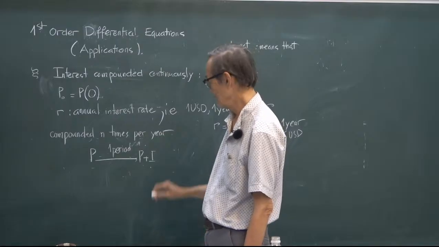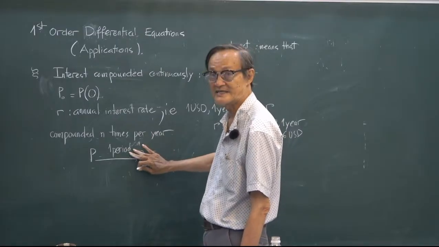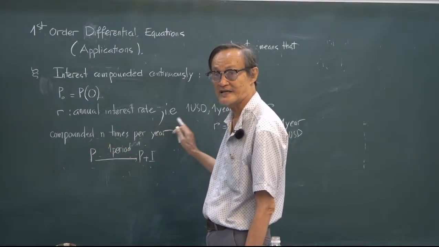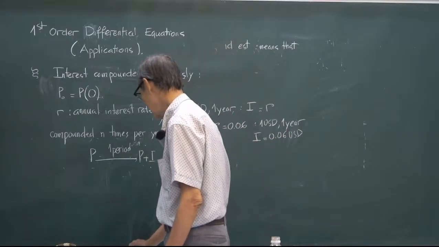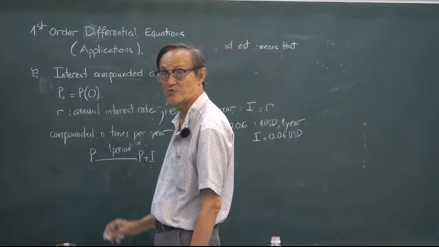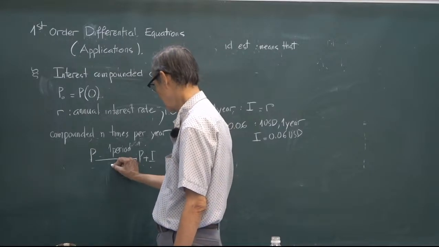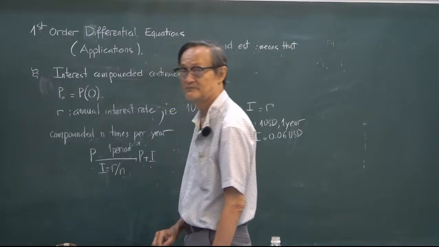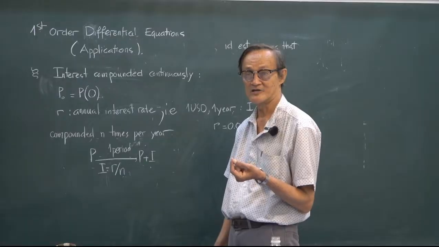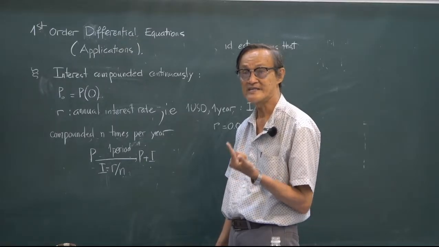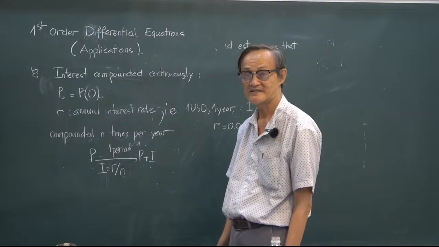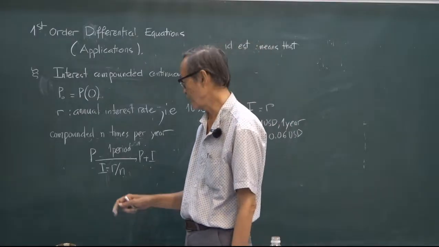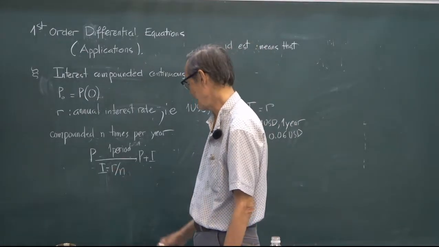Interest is added into the principal and becomes the new principal for the next period, and interest for one period is R over N, or nominal annual interest rate per year, but per year n periods. So interest for one period is R over N.